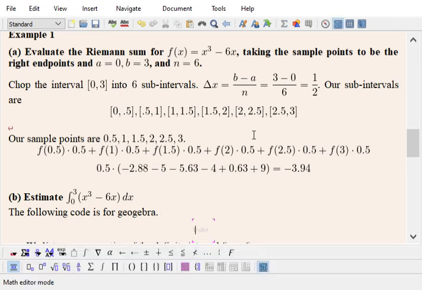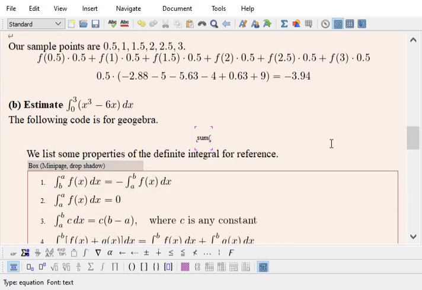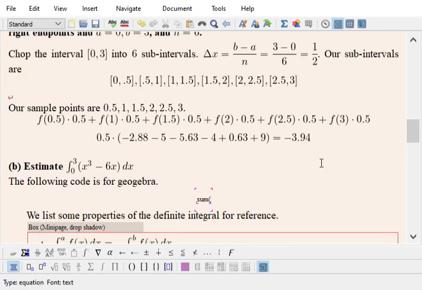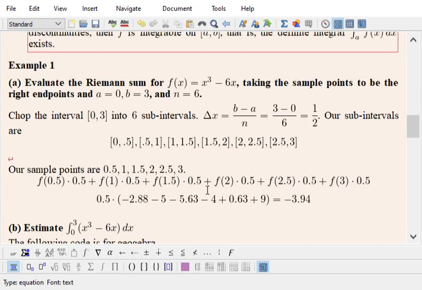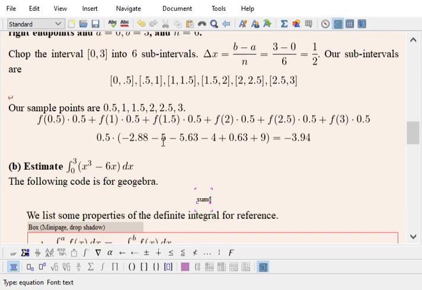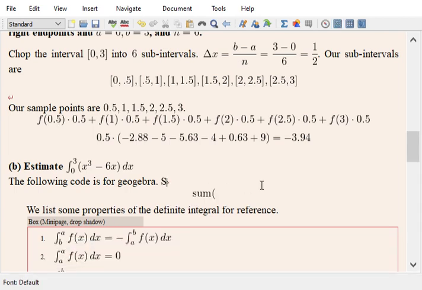So, sum. So we're just going to do sum. Well, let's see. The problem here is that we need some sort of formula that gives us our sample points. Because if we're going to write a program for it, then we need a formula to give us our sample points for when n is arbitrarily large.